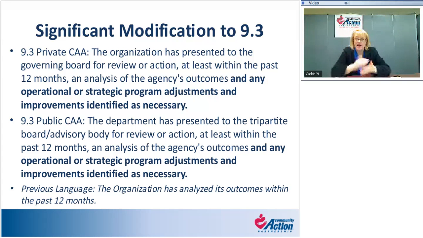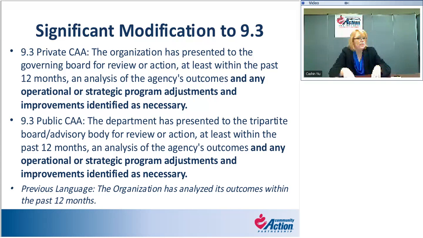How are you going to document that? It'll probably be in committee minutes, maybe in your full board minutes, that that process actually happened. But again, nothing here says you're going to have to make changes, but that you're going to have that conversation and that perhaps you've identified what changes may need to happen. Again, we'll provide some training, technical assistance. Again, this is a relatively significant shift, so we'll be providing some guidance on this as well.